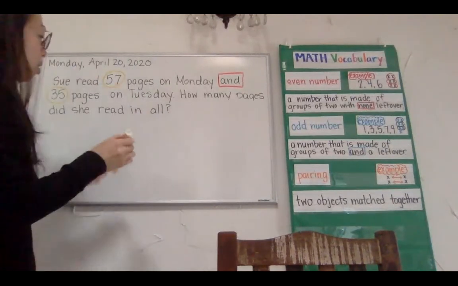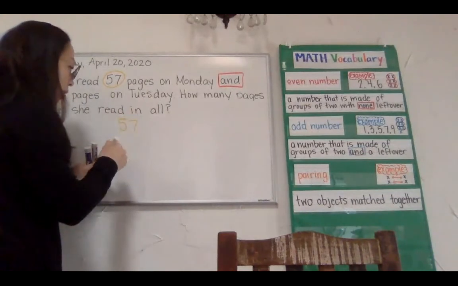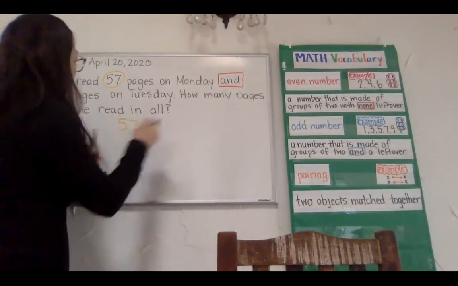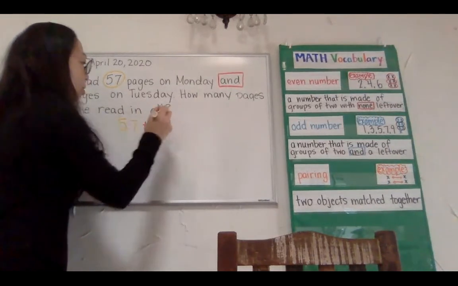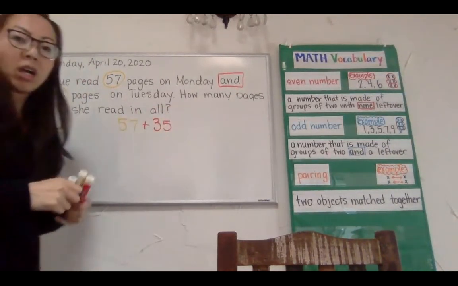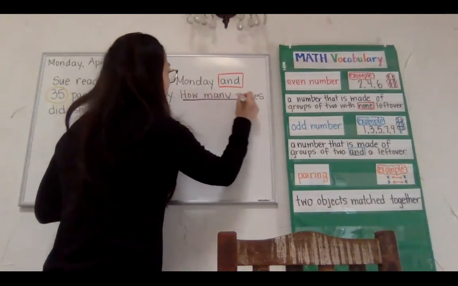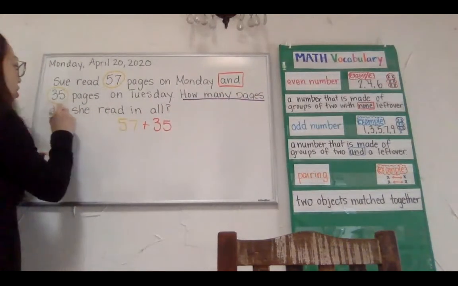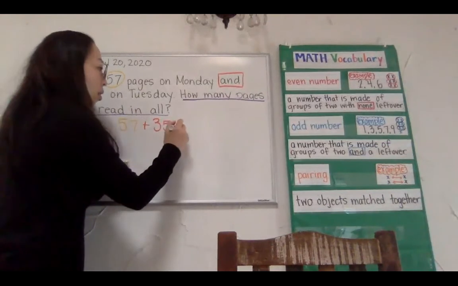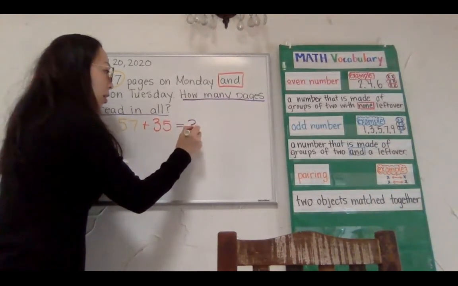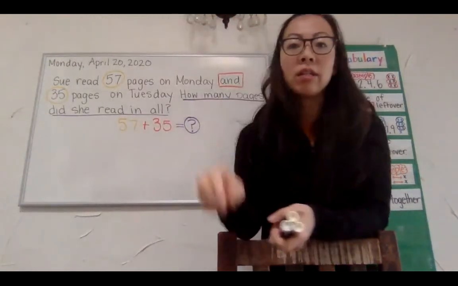So let's take those numbers and use them. So we're going to use our 57 and our 35. What are we going to do with those numbers here? Well, here's our job. It says we need to find out how many pages did she read in all? So in all tells us we have a sum to find. That's our job.